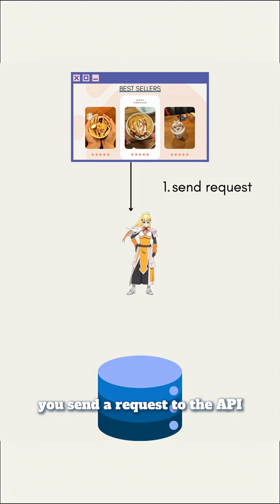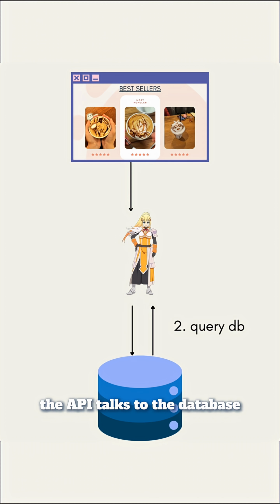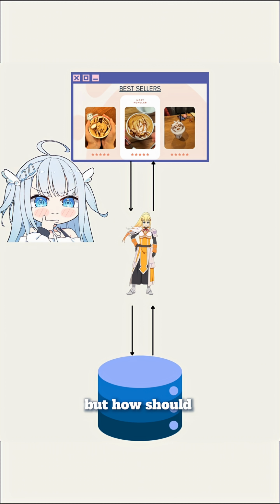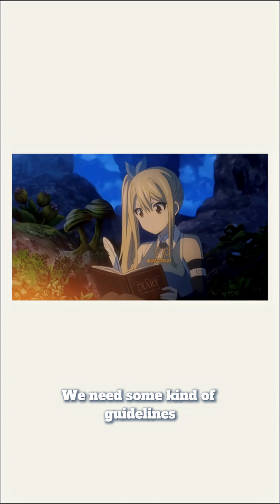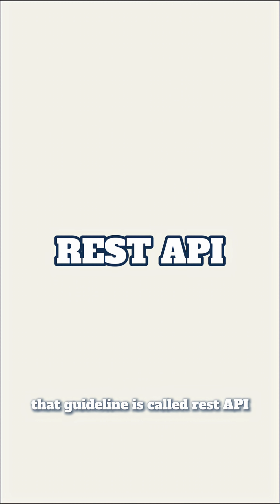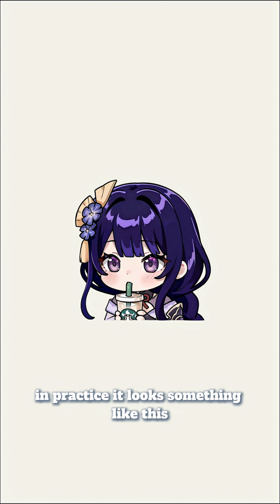You send a request to the API. The API talks to the database and brings you the data you want. But how should the request and response look? We need some kind of guidelines. That guideline is called REST API. In practice, it looks something like this.